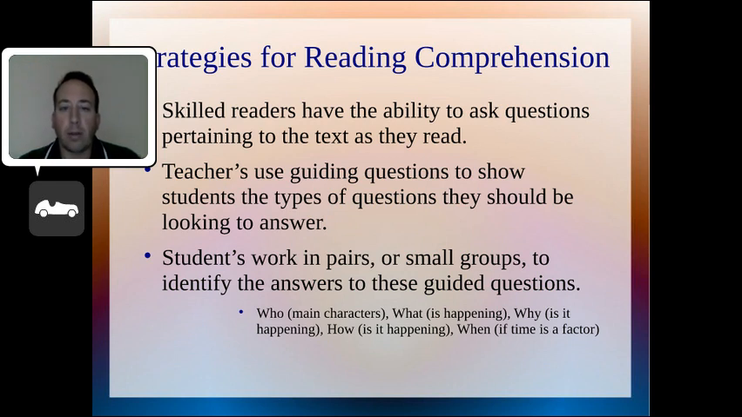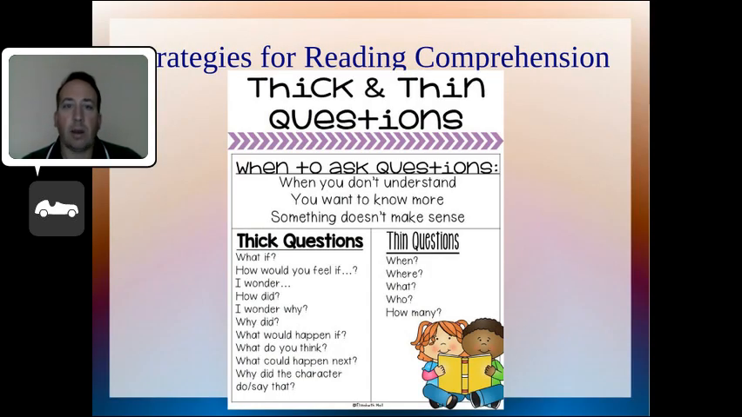So maybe who are the main characters? What is happening in the story? Why is it happening? What may have caused it? What may be progressing or making it better? How is it happening? And when is it happening if time is a factor? On the next slide is a poster that we can actually use in our classrooms, which also allows the students to, again, be guided towards what type of questions they should be asking as they read in order to understand the reading that they are using in their assignment.